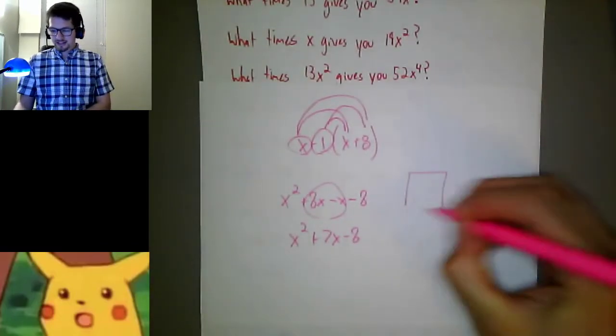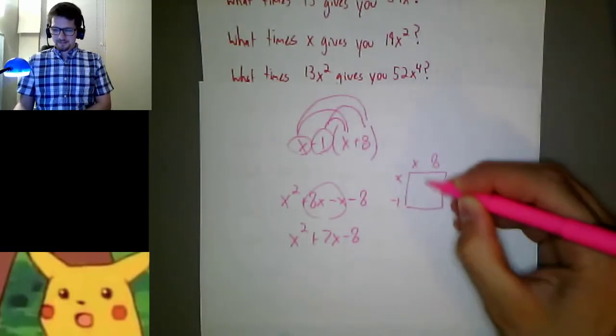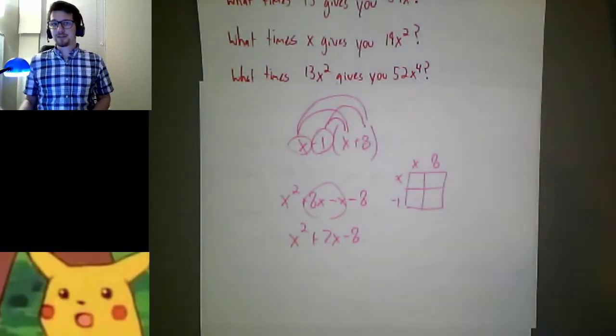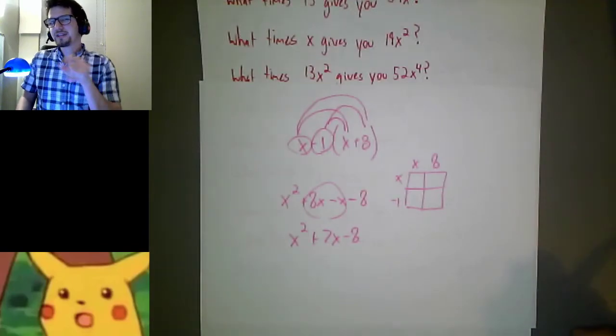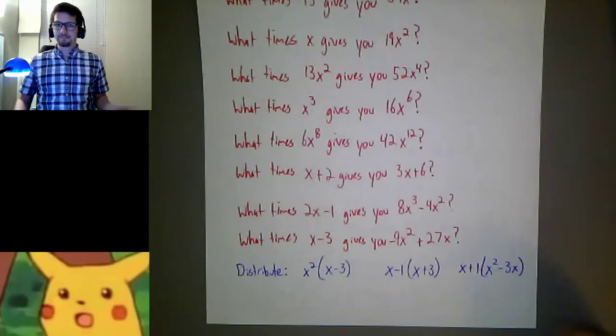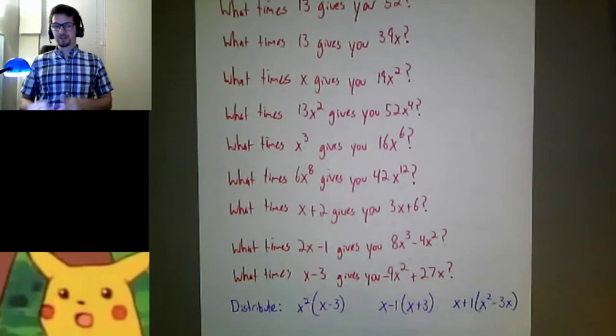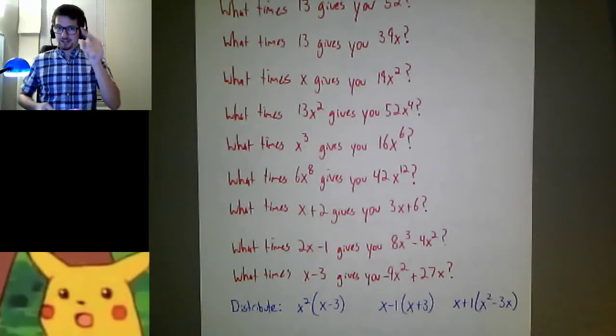Some people use box method, where you have like x, negative 1, x, 8, and you multiply with boxes. I'm okay with you doing that too. Let me know what you guys use on GroupMe. I'm curious. But there's your homework. 9 problems, and then distribution for 3 problems. Hopefully it doesn't take you too long. Let me know if you have questions.